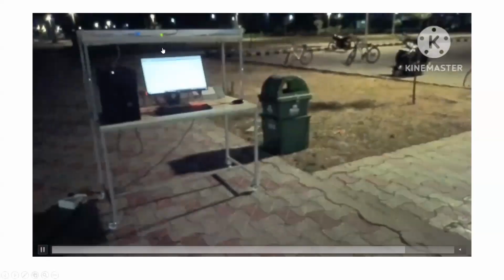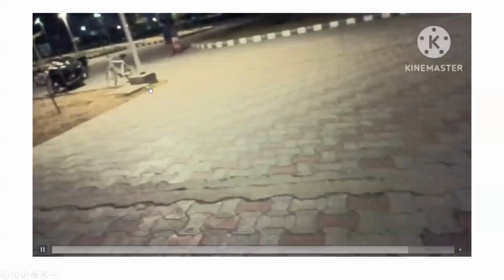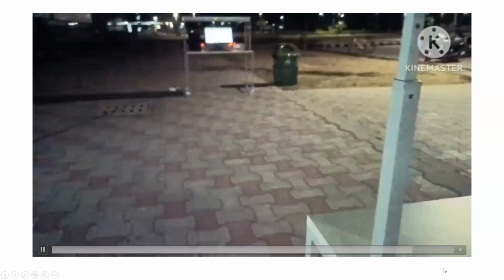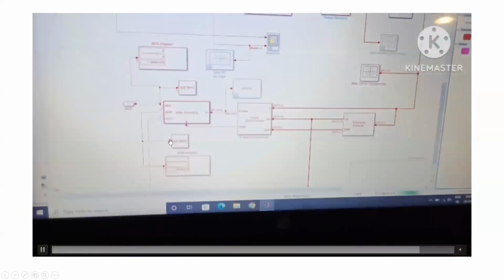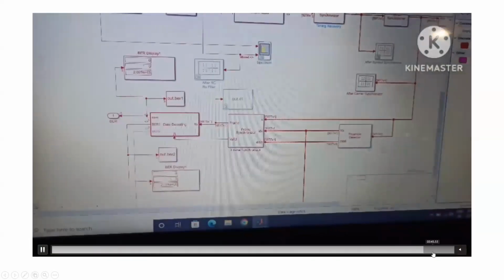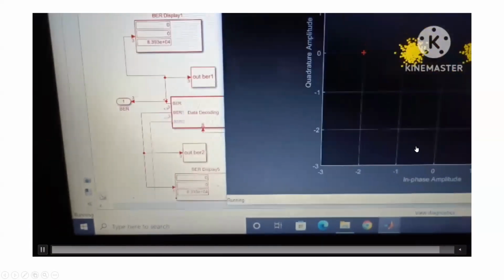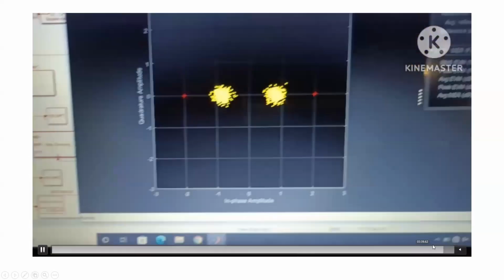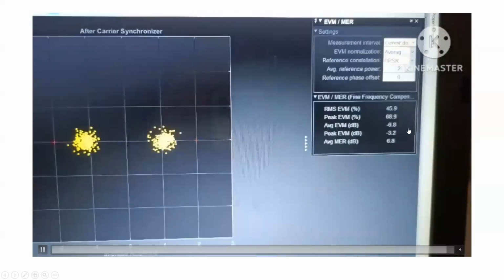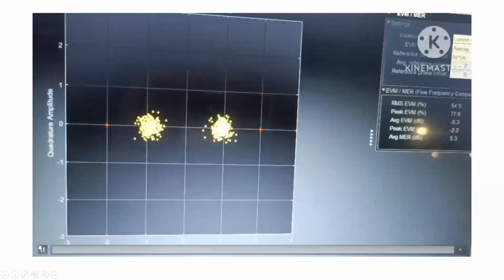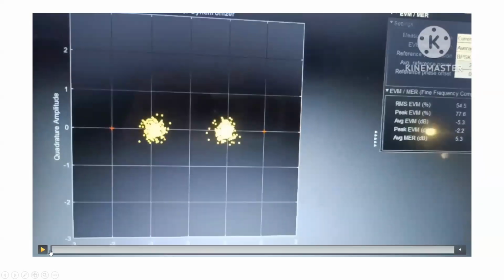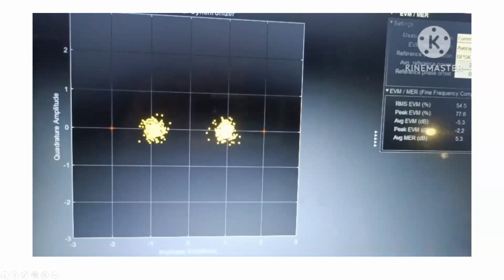The transmission has already started here. At the receiving end, we can see that our bit error rate is 0, and we are collecting the signal. Again, the signal strength is varying, and at this point our signal strength is between 4 and 5 dB.